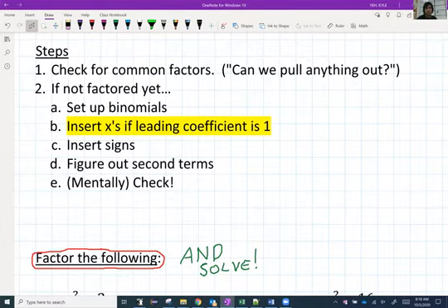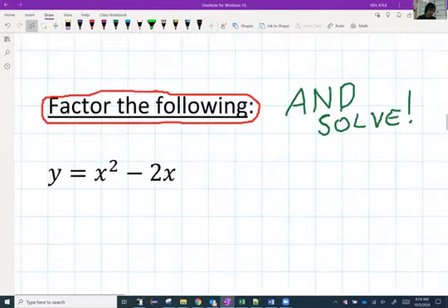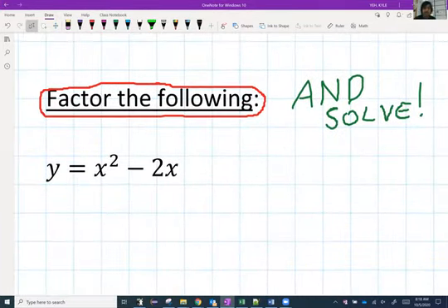So pause the video, write this down, get down what you need. After a day, 2 days, a week, this is going to become second nature to you, but for now you might want that kind of step-by-step. So factor the following in red and then solve in green. These are two different questions being asked. So factor the following says we're trying to factor these down as much as we can, hopefully get them all to x to the first factors.